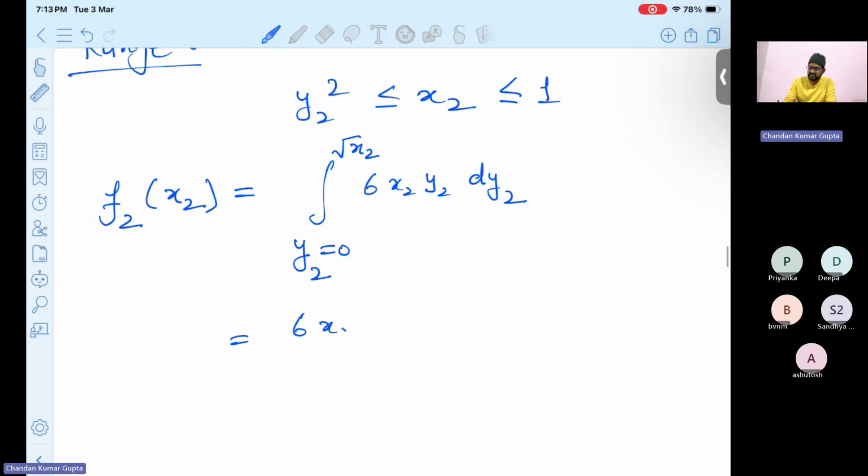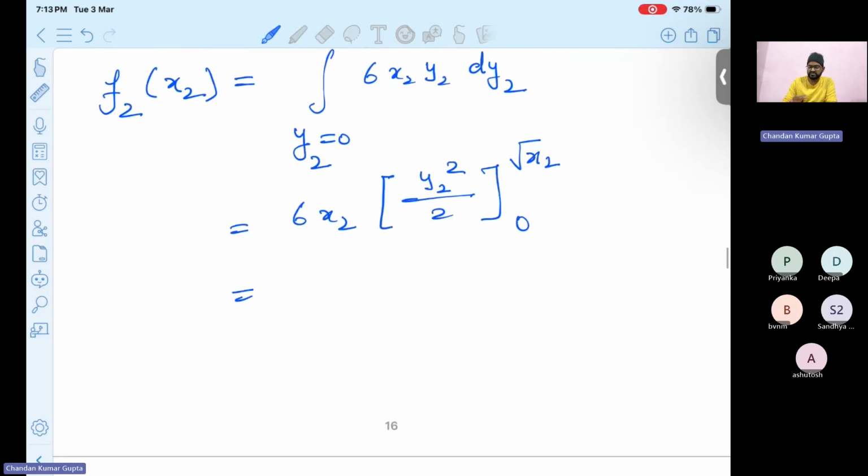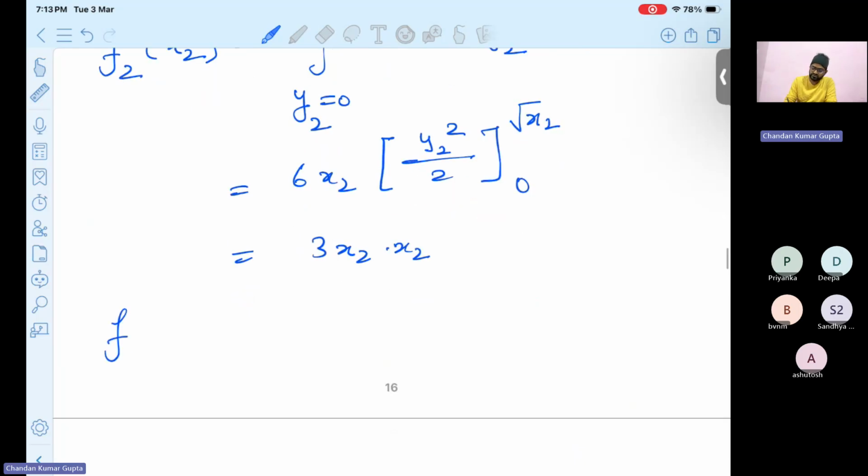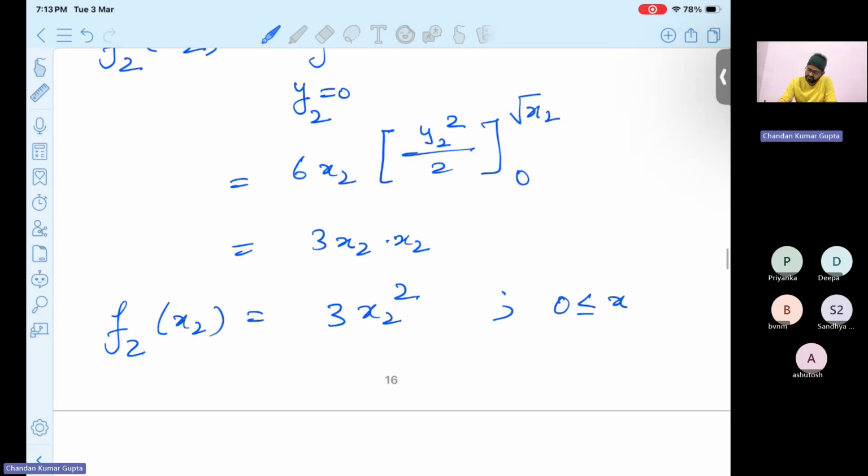Again, 6 x2 is taken as common. It's y2 squared by 2, from 0 to root of x2. Just simple calculation, nothing else. It's 3 x2 into x2 again. So the marginal of x2 is 3 x2 squared, and the range of x2 is 0 to 1. This is a simple calculation.